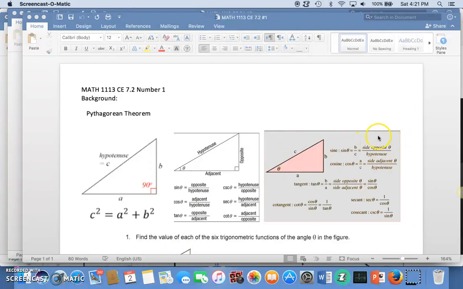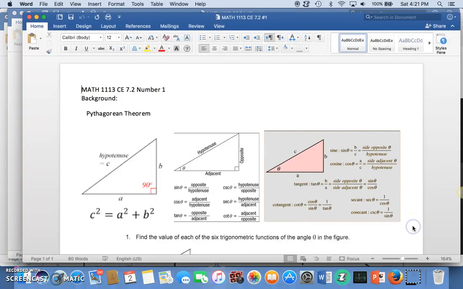I've given you this over here again in relationship to the ABCs of the triangle, and also a few other little theorems that you will be using, reciprocal theorems. Tangent is also sine over cosine. Cotangent is also cosine over sine. So you've got several different things and different ways to remember things here. Now let's look at this first problem.